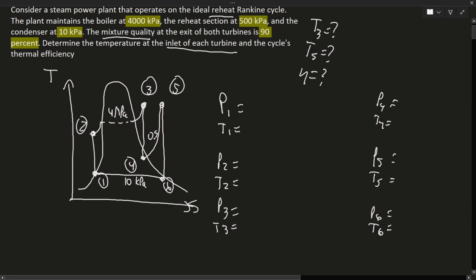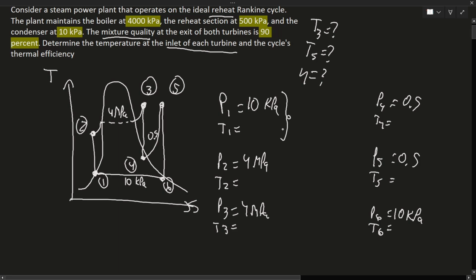So first things first, step 1 starts as a saturated water, and we have the pressure, okay? It's given over here, 10 kPa, and P6 also is given, 10 kPa. We have P2 and P3, 4 MPa, 4 MPa. And then the reheat section from step 4 to step 5 is the same, 0.5, 0.5. That's it. We have all the pressures, okay?